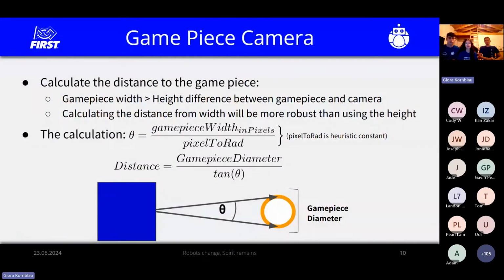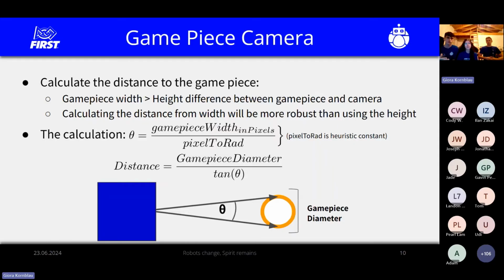Now we get to the game piece camera. First, we have the calculation of the distance to the game piece. This year, the game piece width was greater than the height difference between the game piece and our camera on the rover, because we mounted it so low. So calculating the distance from the width would be more robust than calculating the distance using the height.